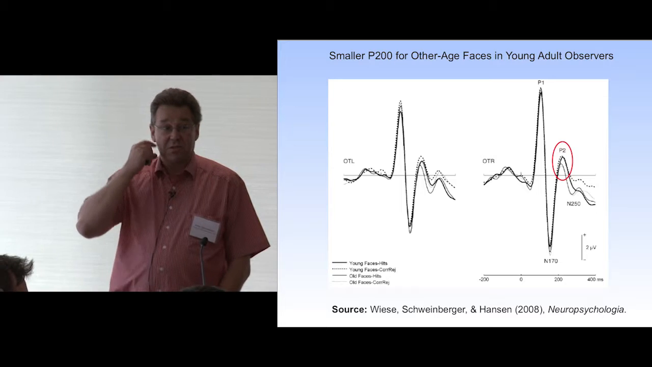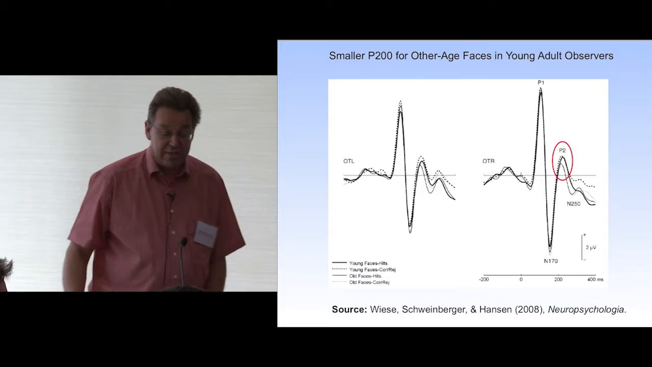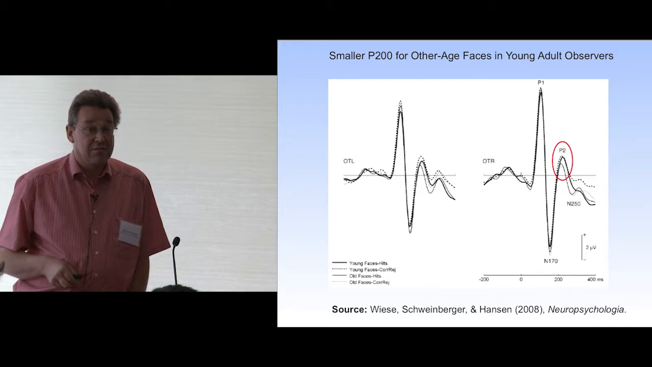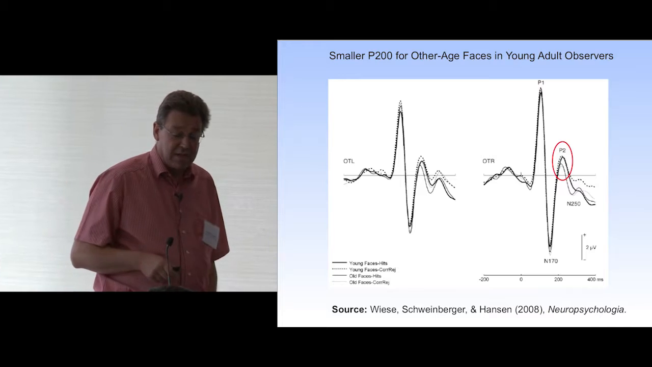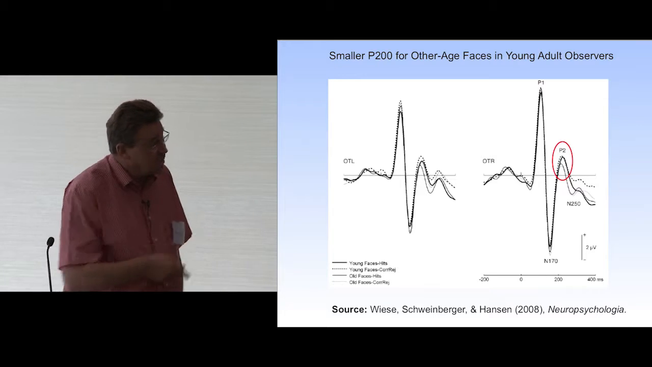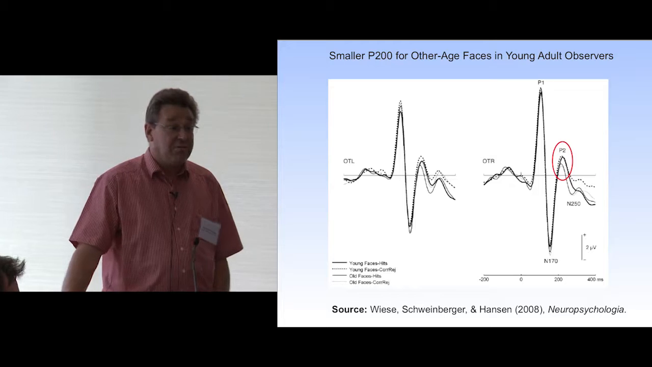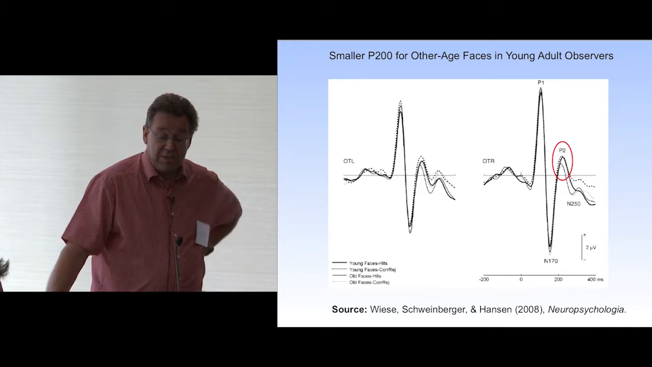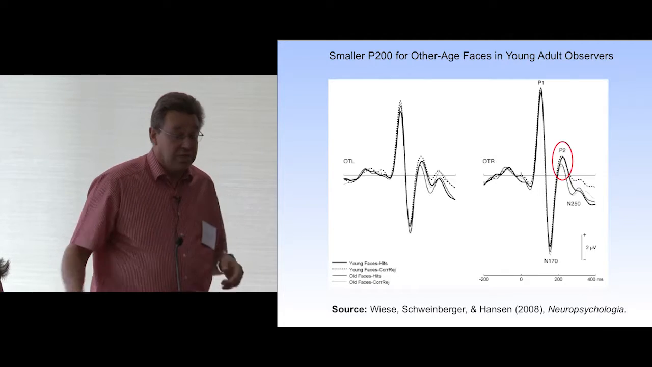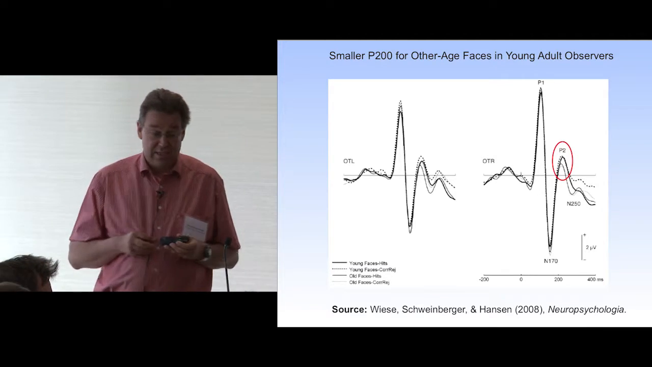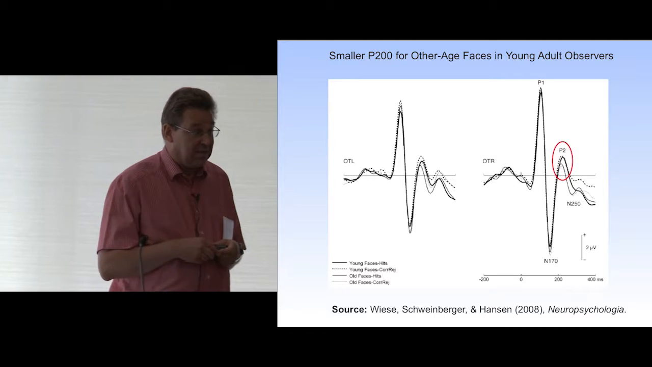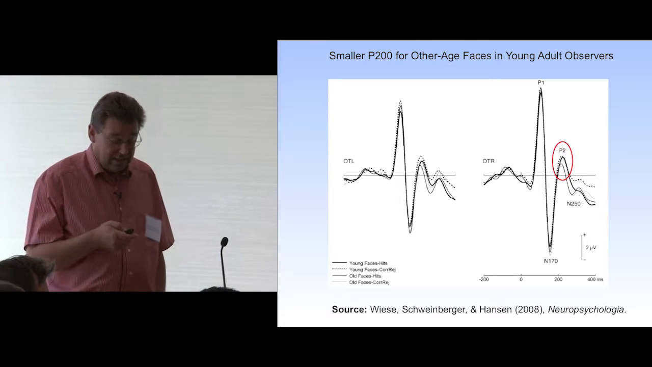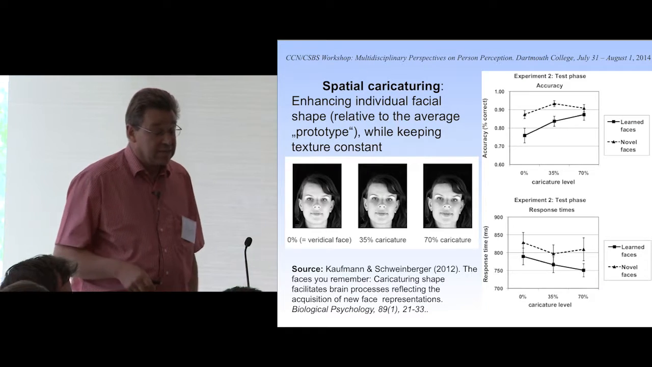And a similar effect was also seen in our first study on an own age bias in face recognition for other age faces. So this is from a study Holger Wiese published in 2008. And the P200, as you can see here, was reduced for old faces in young participants. It wasn't reduced in older participants. And at the same time, it was shown that old faces were difficult to memorize for young participants. Again, the full story is a little bit more complicated, but I just wanted to mention this as an initial evidence.